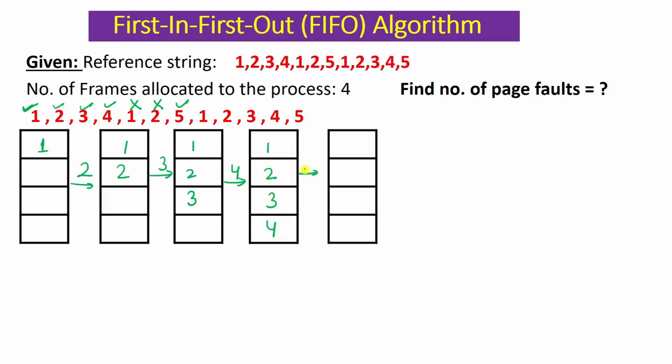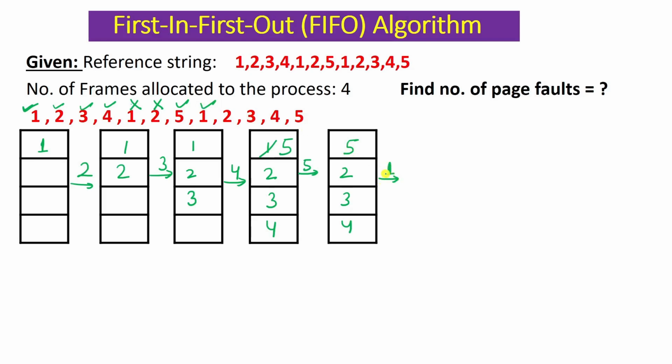So 5 will generate a page fault, and which page should be selected as the victim? The oldest page according to the FIFO algorithm. The oldest out of 1, 2, 3, 4 is 1, because it came first. So we have 5, 2, 3, 4. Now 1 is again asked. 1 was actually replaced just now, so 1 will actually generate a page fault.